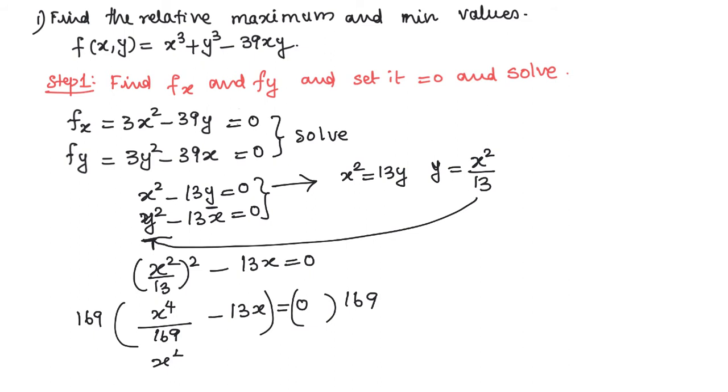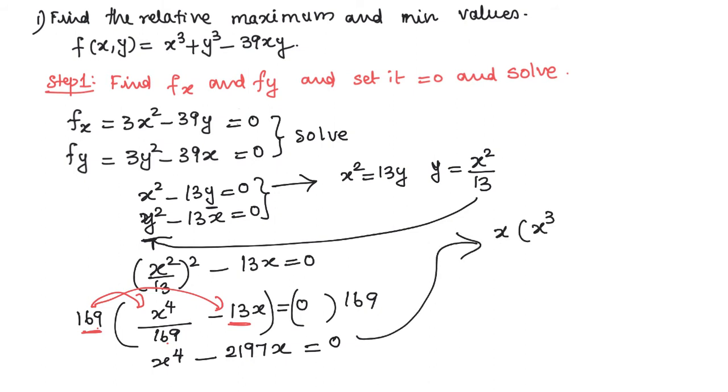So this will become x to the power 4 minus, I'm distributing this. When you distribute this, 169 will cancel for the first term. For the second term, if you multiply these two, you will get 2197x. 0 times 169 is 0. We can factor this and solve. So if you factor out x, it will be x cubed minus 2197 equals 0. Set each factor equal to 0 and solve.